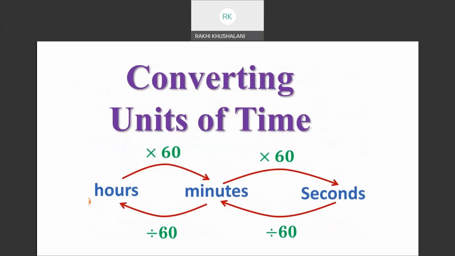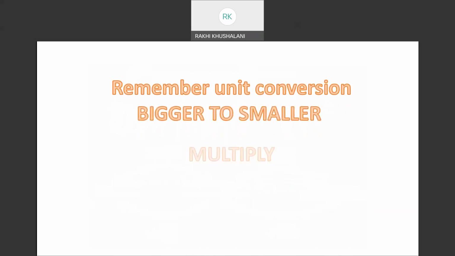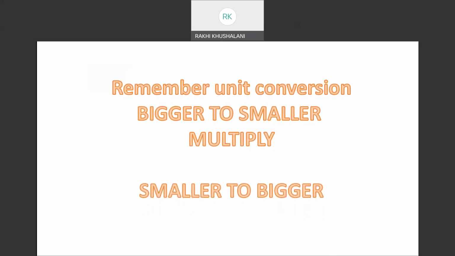Now, converting units of time. If I want to convert from hours to minutes, minutes to seconds, or vice versa, seconds to minutes, minutes to hours, we can do it because the difference between them is 60. When I go from a higher unit to a lower unit, I multiply by 60. When I go from a lower unit to a higher unit, I divide by 60. If you remember the unit conversion, bigger to smaller, I multiply. Smaller to bigger, I divide.